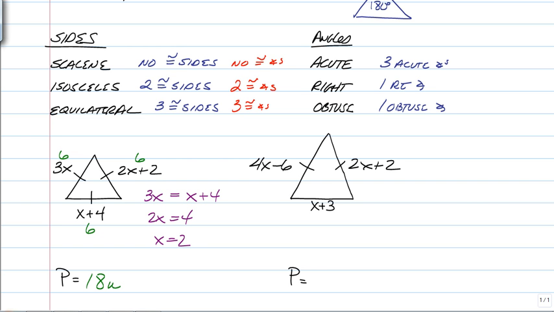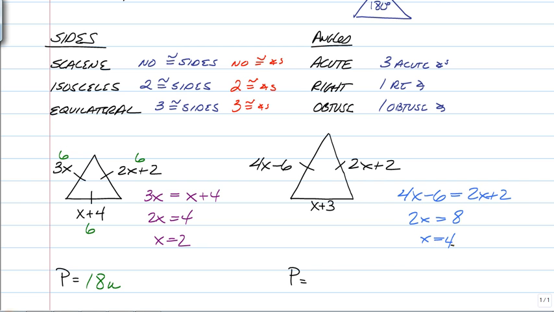The next example, you can see in this one you only have two sides that have tick marks. So this is an isosceles triangle. And when you have an isosceles triangle, you just set the two congruent sides, known as legs, equal to each other. So we have 4x minus 6 is equal to 2x plus 2. And that's going to end up giving you 2x is equal to 8, so x is equal to 4.